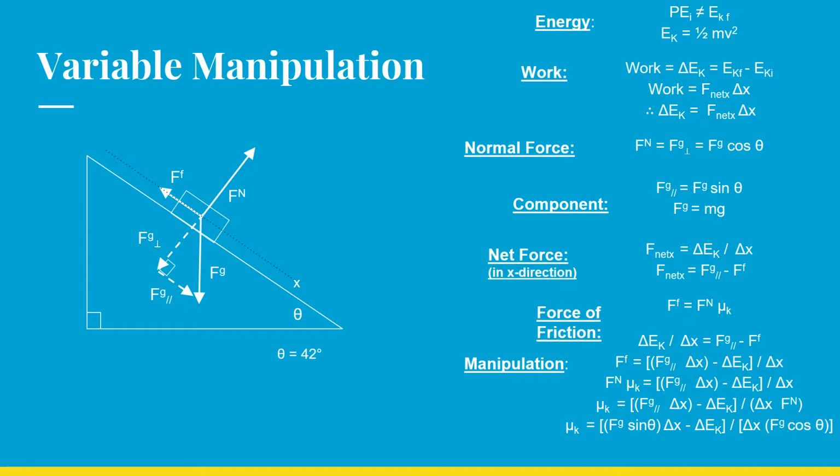This slide shows our variable manipulation. We began with kinetic energy. Work is then defined as the change of kinetic energy which is equal to F net times displacement. Net force is determined in the x direction, which we defined as along the ramp. Using work, changing kinetic energy can be equated to F net times delta x. Finally, the free body diagram shown to the left was used to replace variables such as normal force using trig functions. After variable manipulation and substitution, mu equals mg sine theta times delta x minus change in kinetic energy, divided by delta x times mg cosine theta.